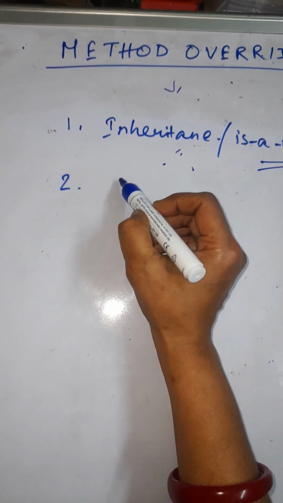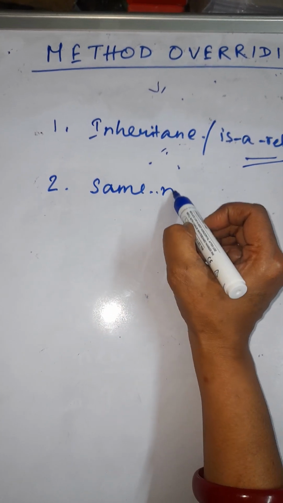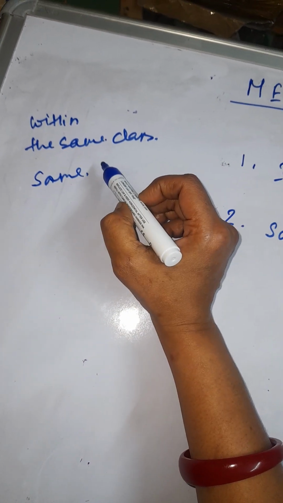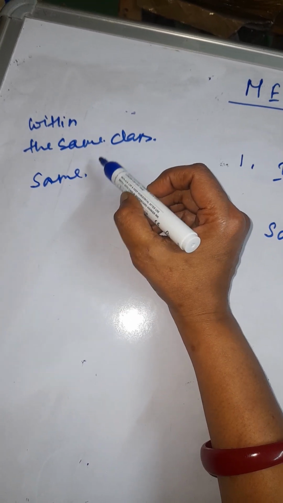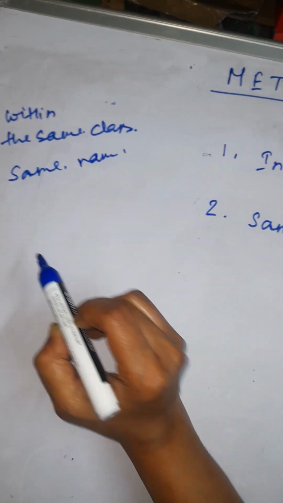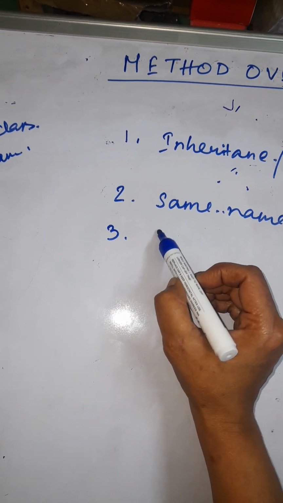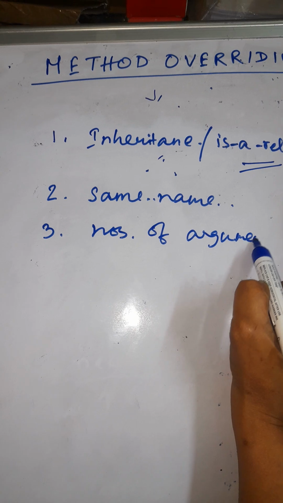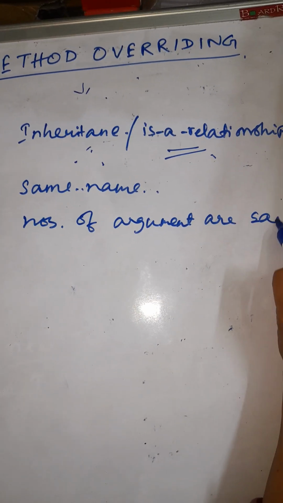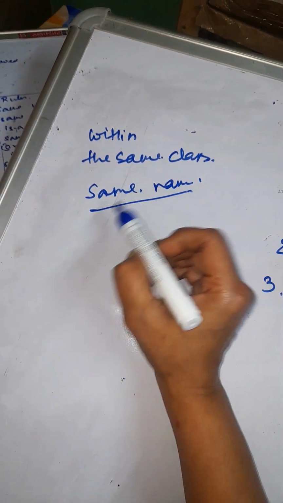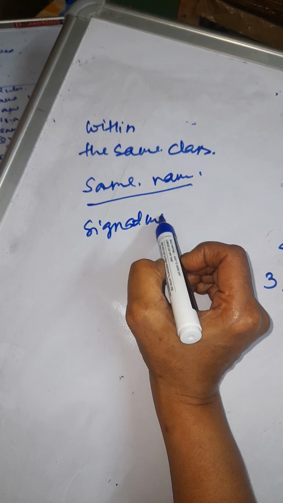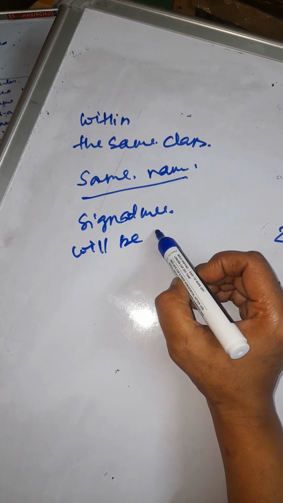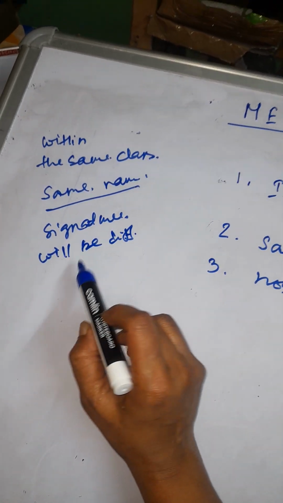And the second point: the name of the function should be the same. In method overloading, there also the name of the method should be the same if you want to declare more than one method. And the third point: the number of parameters will also be the same, the number of arguments will be the same. But in method overloading, the names are the same but the signature is different. Signature means the number of arguments will be different. That is the difference between method overloading and method overriding.